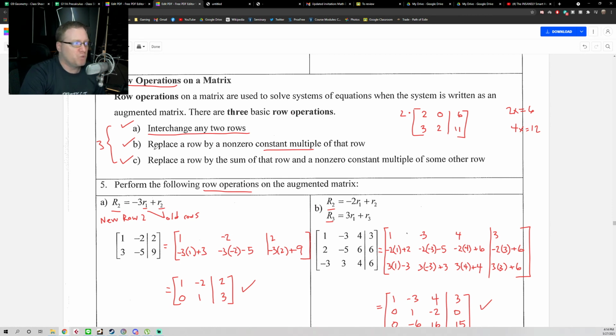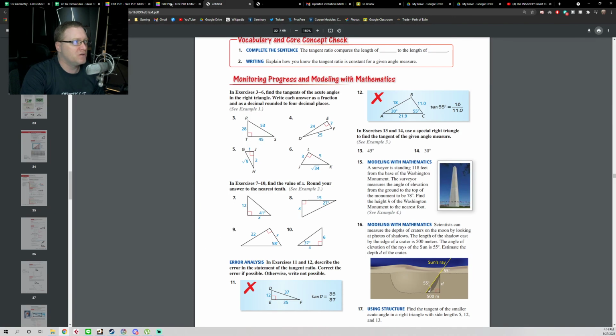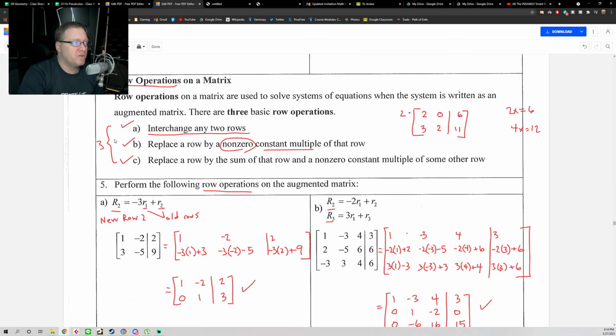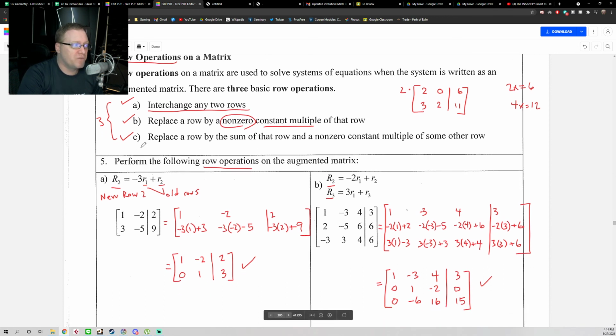What else can we do? We can replace a row by a non-zero constant multiple. This is important, non-zero. If we multiply everything by 0, that doesn't work. We can only do it by a non-zero constant. So does that row operation help us here? No. Can we make this a 0 by multiplying by a non-zero constant? No, the only way to make this a 0 is if we multiply by 0. But we can't do that. So this one doesn't work either. So A doesn't work, B doesn't work. So we're going to have to use C, which is one of these type of row operations.